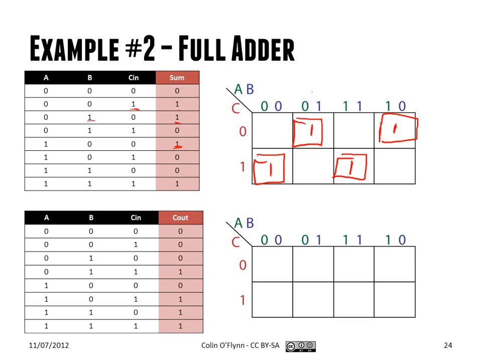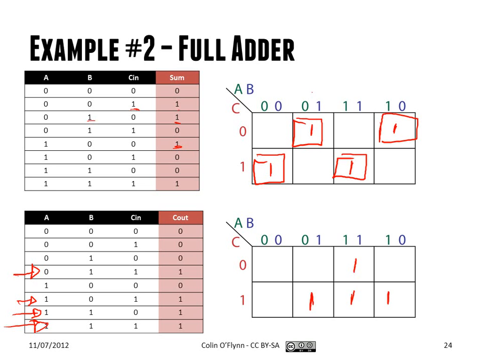So we have, for example, carry out is 1, AB, in this case. So AB is 0, 1, carry in is 1, 1, 0, 1, 0, 1, 1, 1. So the carry output gives us something that looks like this.